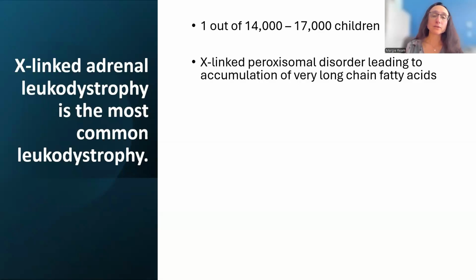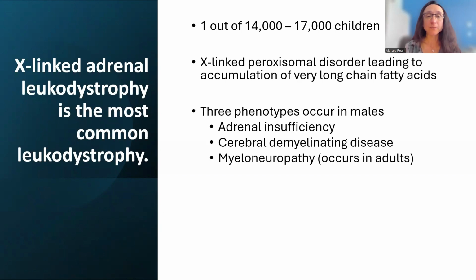X-linked adrenoleukodystrophy is the most common leukodystrophy. It occurs in 1 out of 14 to 17,000 children. It is an X-linked peroxisomal disorder that leads to accumulation of very long-chain fatty acids, which cause inflammation and tissue injury. 3 phenotypes of XALD can occur in males.